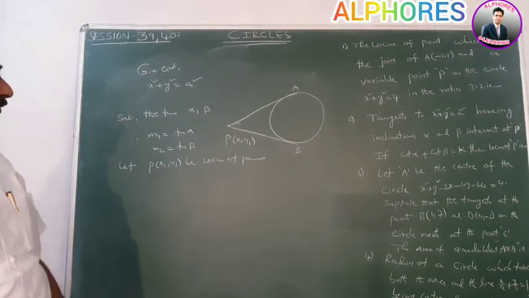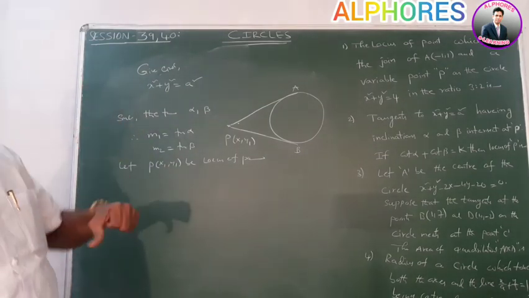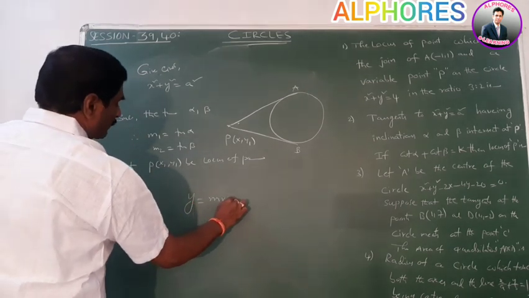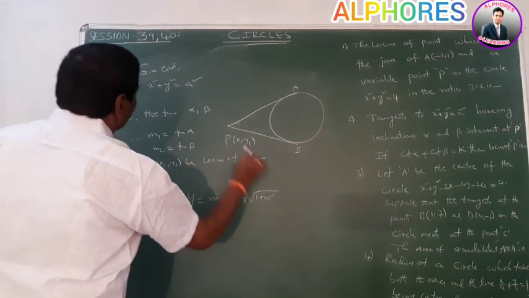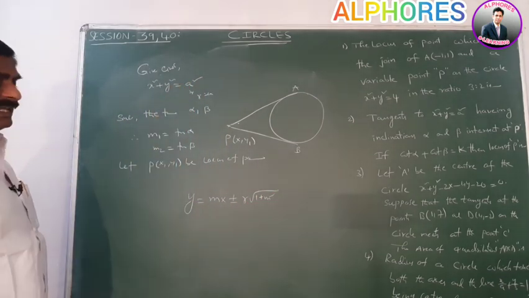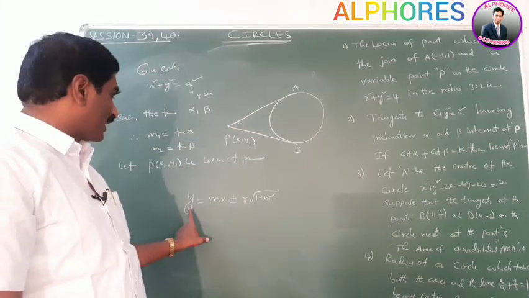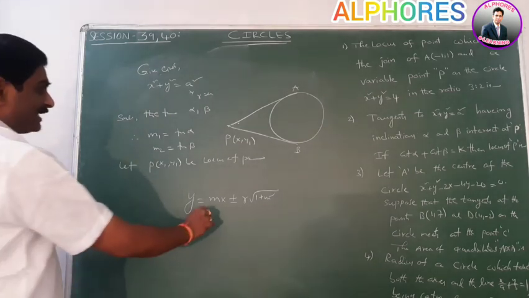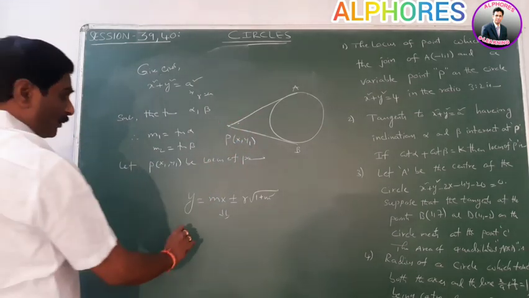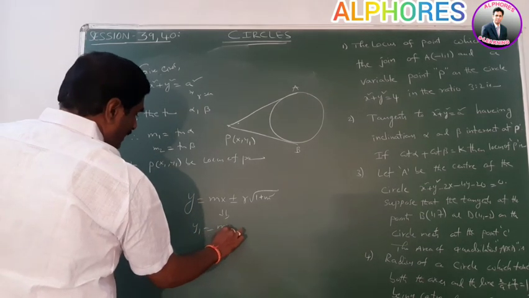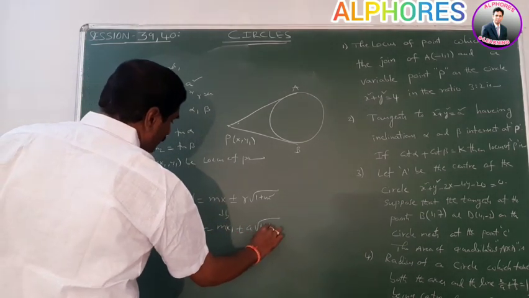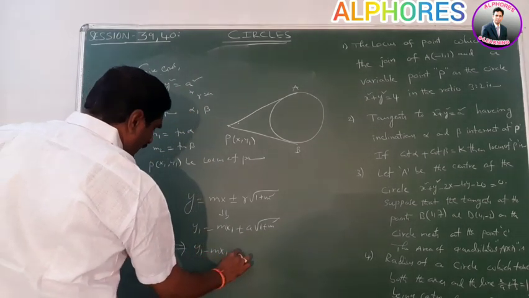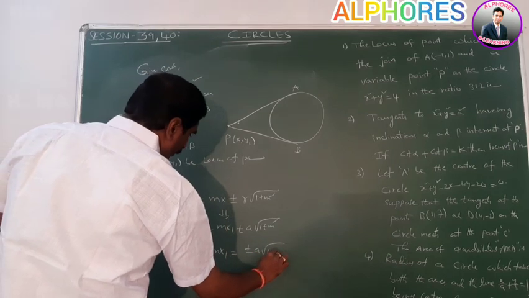By using the definition of the tangent equation when the slope is given, we know that the equation of the tangent is y equals mx plus or minus r into root over 1 plus m square. Here r is equal to a. Let m be the slope of any one of the tangents. This tangent passes through the point x1, y1, so substitute that point in this equation: y1 equals mx1 plus or minus a into root over 1 plus m square, where the radius of the circle is a. That means y1 minus mx1 is equal to plus or minus a into root over 1 plus m square.